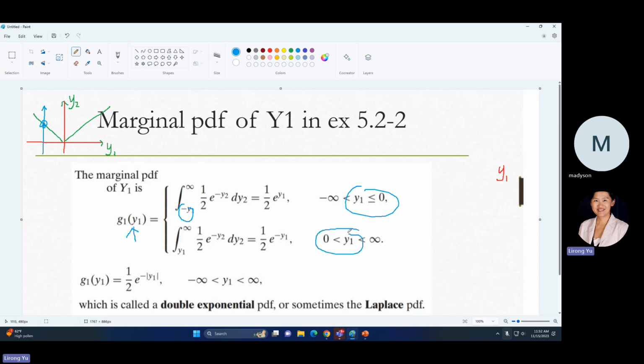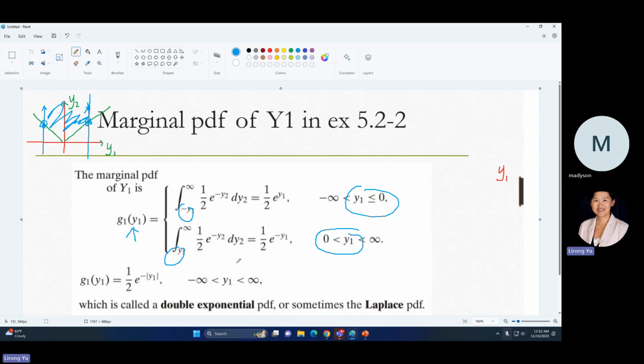Now, if y1 is positive, what happens to y2? Your y2 goes from y1 to infinity. Remember, this is the integration region, so it's from here to here. So that will be y2 to infinity as the integration limit. We actually are integrating the density function dy2 because we want to get rid of y2. We want a formula for the marginal density of y1, and therefore dy2, the integration process, gets rid of one of the variables.